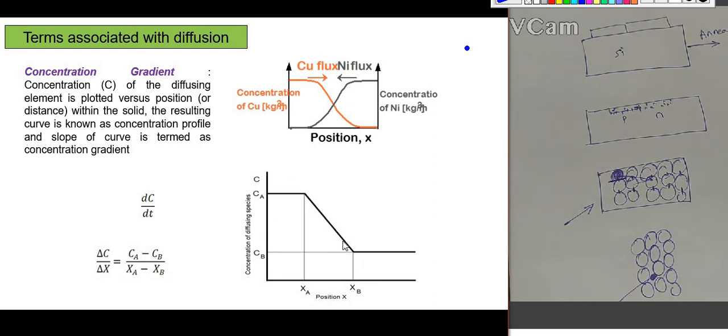The slope of the curve is called the concentration gradient, or dC/dx. This is not dC/dt, it is dC/dx. That is the concentration gradient: the concentration difference with respect to distance. This is not dt, this is dx. If we take two points A and B, delta C is equal to CA minus CB, and the position difference, the length difference, is XA minus XB. That is the concentration gradient.